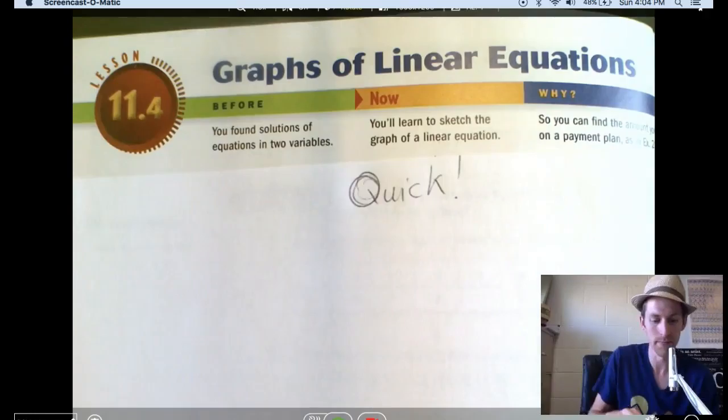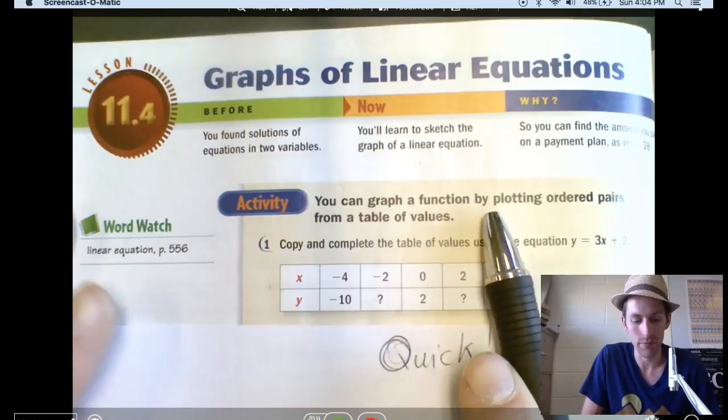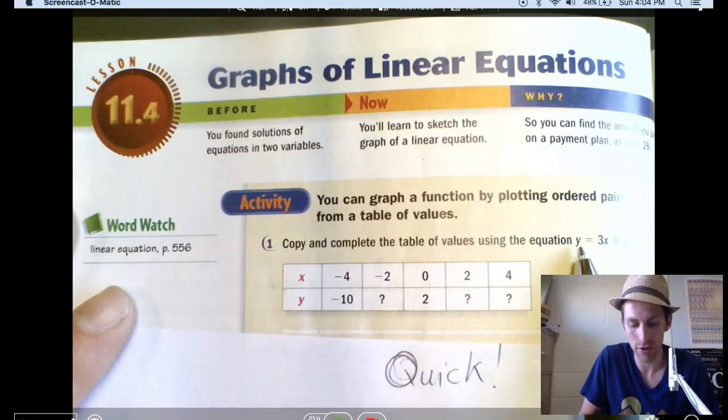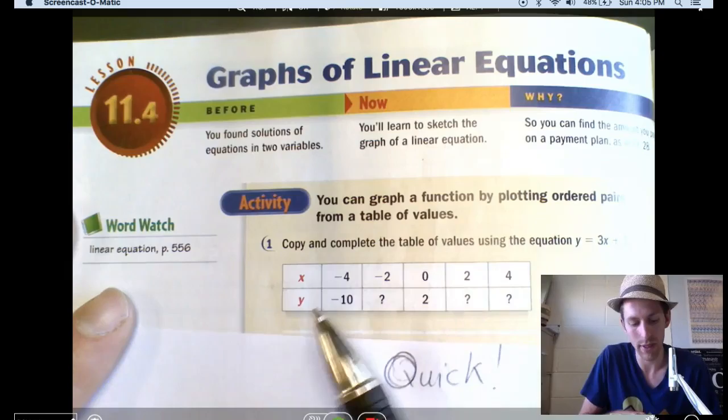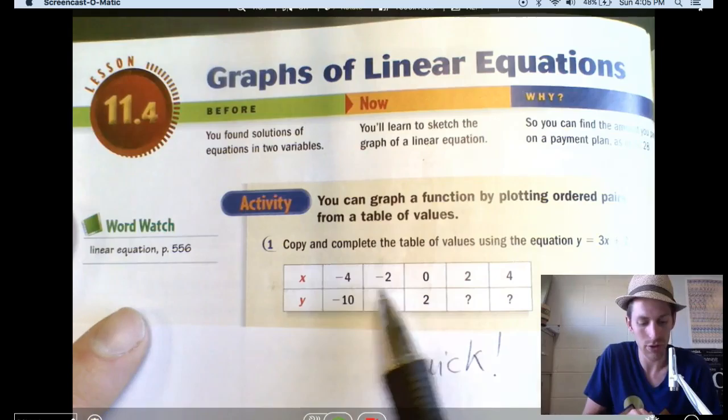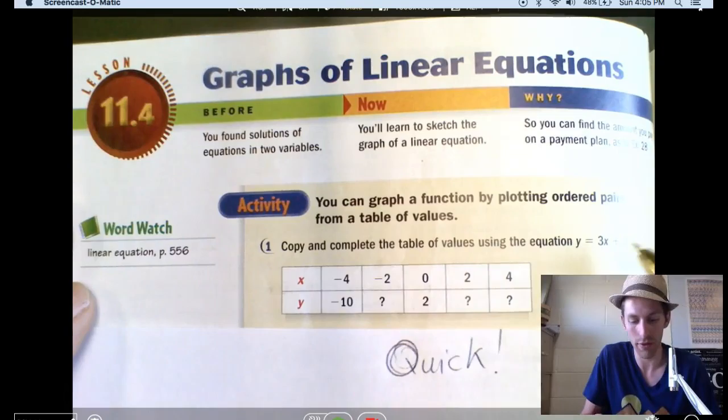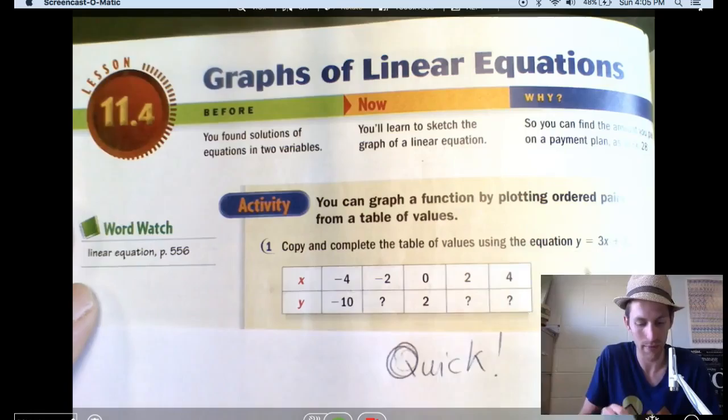You can graph a function by plotting ordered pairs from a table of values. Okay, so check this out. Here's the function, y equals 3x plus 2. This is like a vending machine. Y always represents the output, so we're solved for that. X represents the input. We just chose these random inputs here. Now we're going to plug them in and find what the outputs are. If you put negative 4 in here, you get negative 10 for y, right?